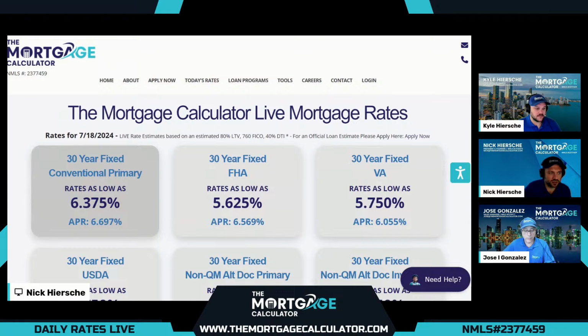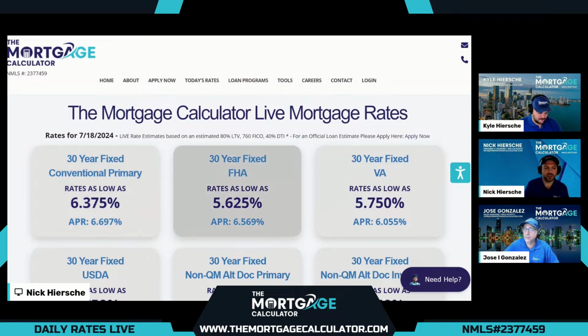So first up is our 30-year fixed conventional for a primary. This is the most common loan that most people think of when they're thinking of a mortgage. Rates today, pretty much the same as yesterday, 6.375 rate, final APR 6.697.